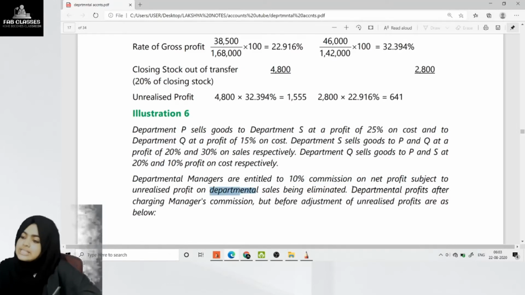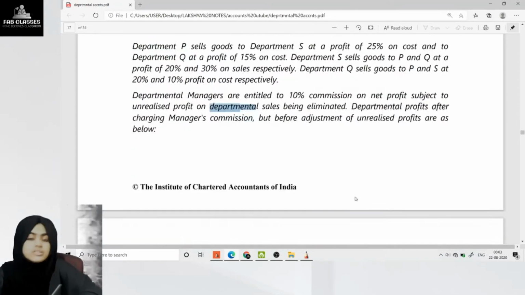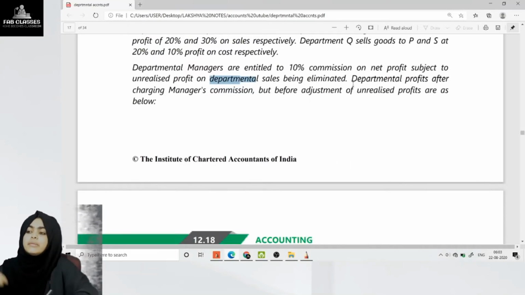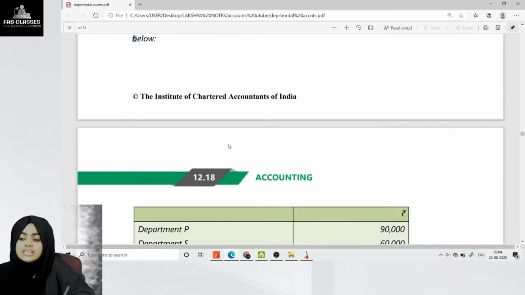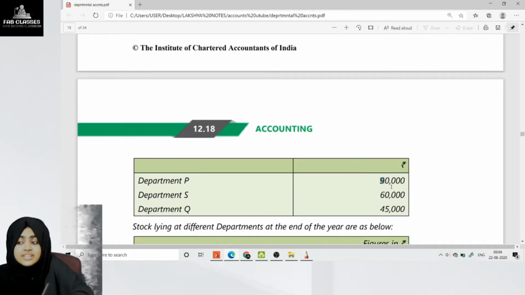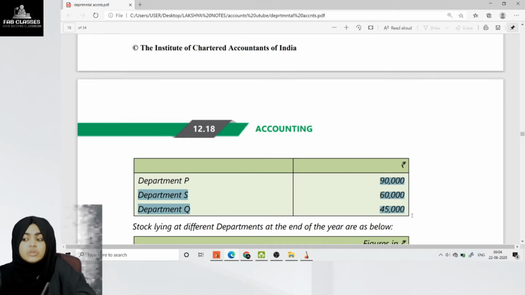So let's read the remaining question, and then we will explain it properly. Departmental profits after charging managers' commission. All these sentences are really very important. You have to read them 2 or 3 times to get the proper meaning. So the departmental profits after charging managers' commission but before adjustment of unrealized profits are below. So these are the departmental profits after charging the 10% commission but before subtracting the unrealized profit.